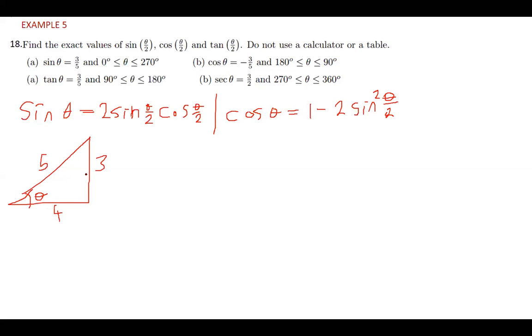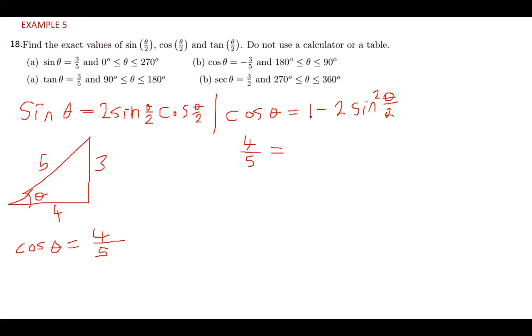So from this we can find cos theta. So cos theta is going to be, we know theta is between 0 and 270. So cos theta is going to be adjacent over hypotenuse, which is 4 over 5. This is going to be our cos theta. So it's just a matter of now replacing your cos theta there. Where there's cos theta, I can put 4 over 5.